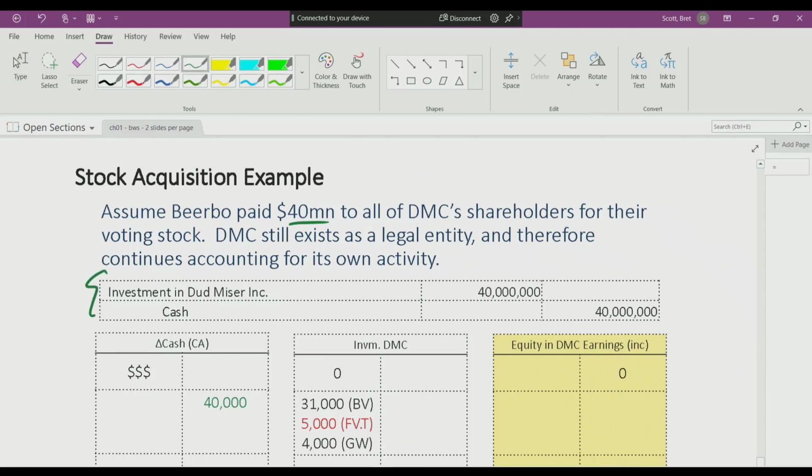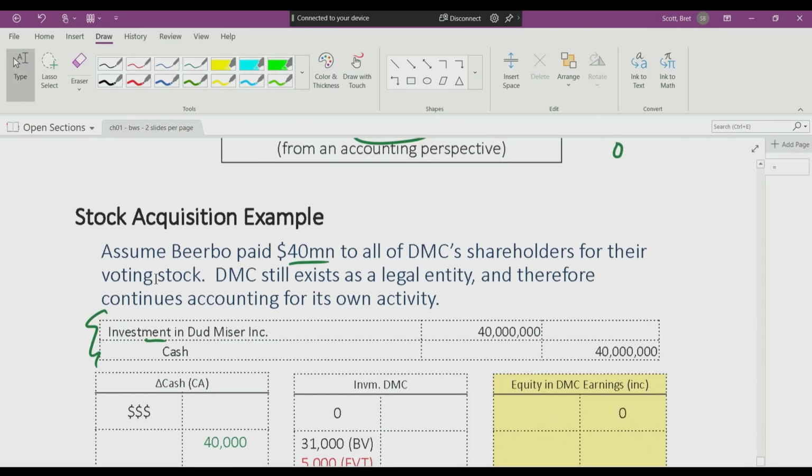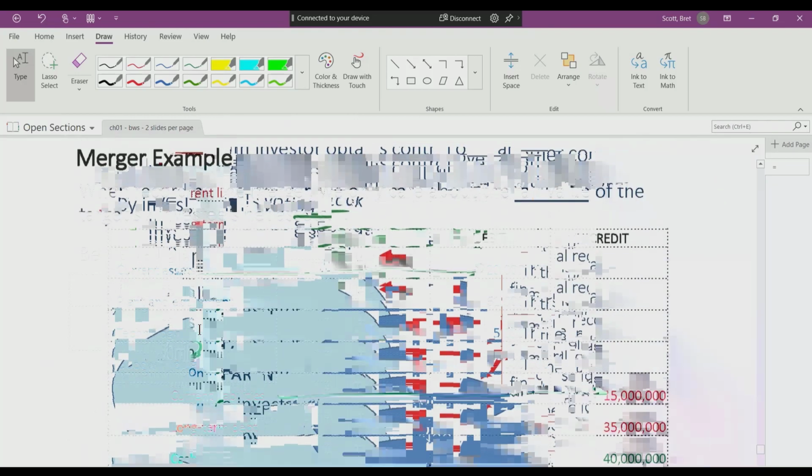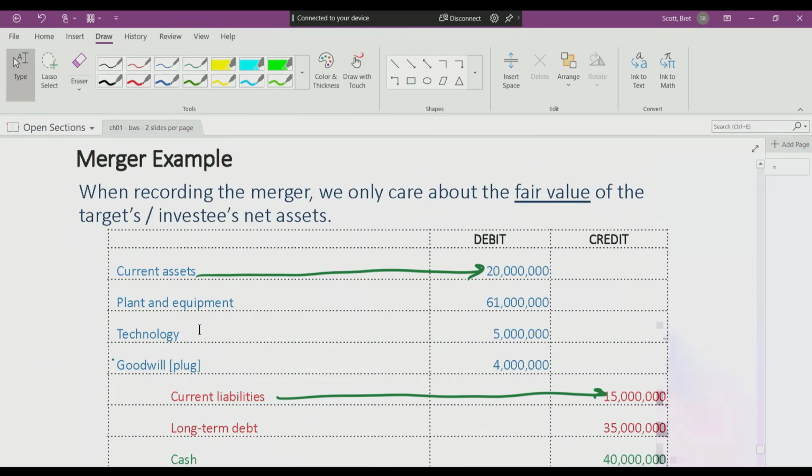It's this. That's it. We debit an investment account. We don't debit current assets, plant and equipment, technology. We don't credit current assets. The comparison is staggering here. When we're doing a merger, as you saw up above, a merger had a really large, a ginormous journal entry, right? Look at all these things we have to debit and credit. It's a pain in the neck. But the cool thing about mergers is the company is dissolved, and we only have to do this once.